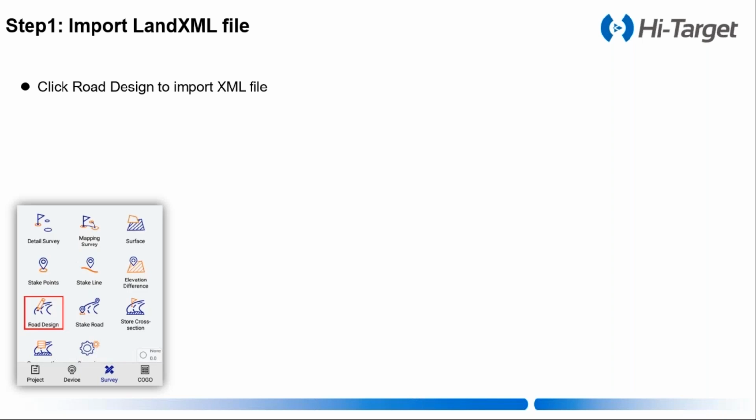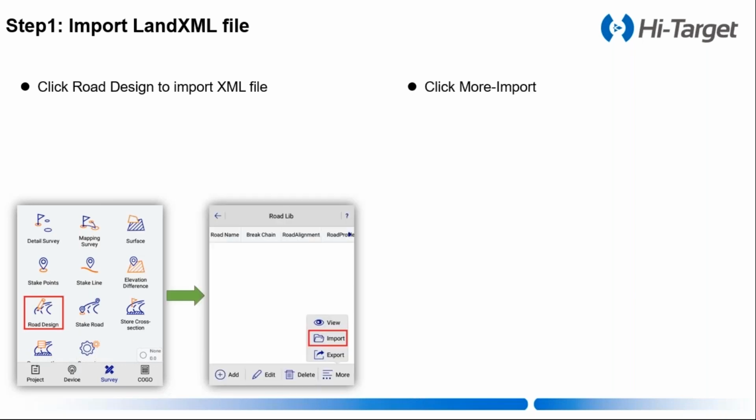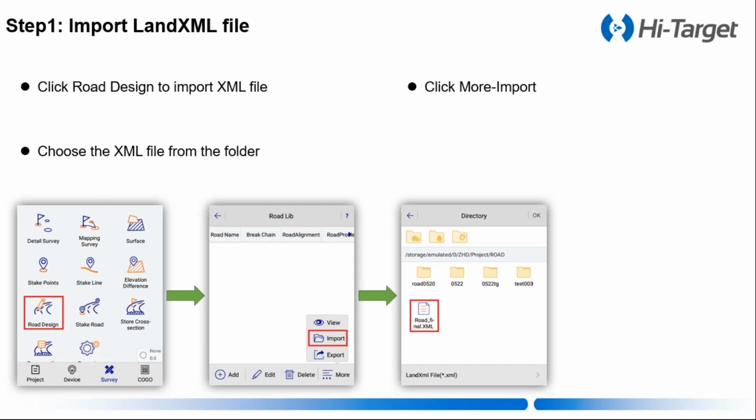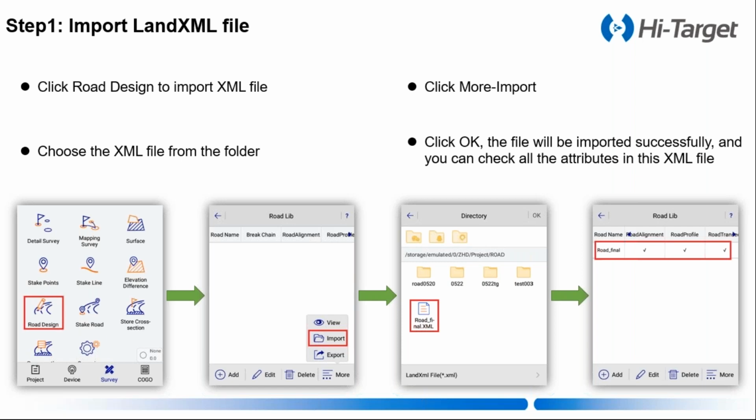The first step, you can see in Highsurvey Road, we click the road design and import the XML file. Then we choose the file. And after that, we can see all the attributes in this XML file. Maybe there are some alignments and the vertical profile and cross section and others. You can see if there is a check. If there is no, there is a cross.